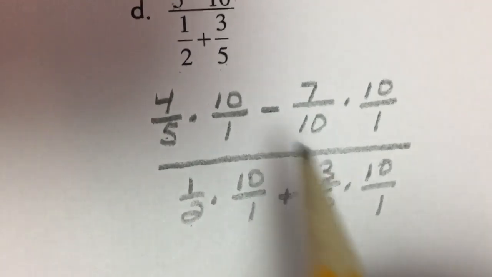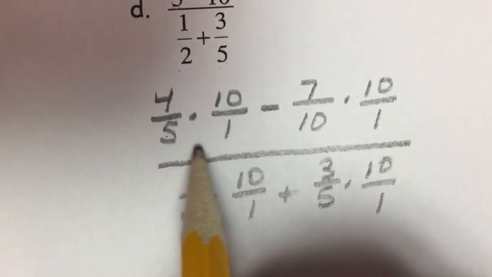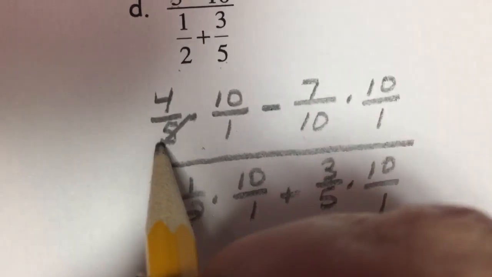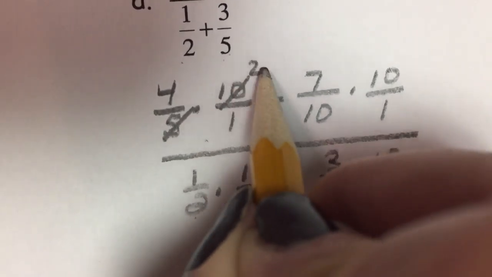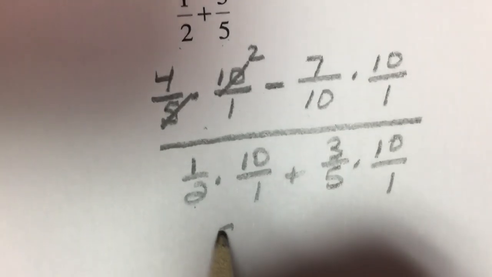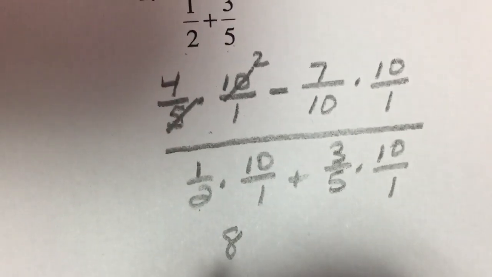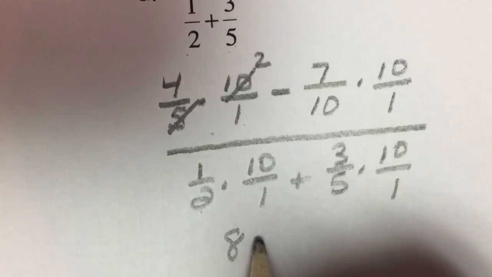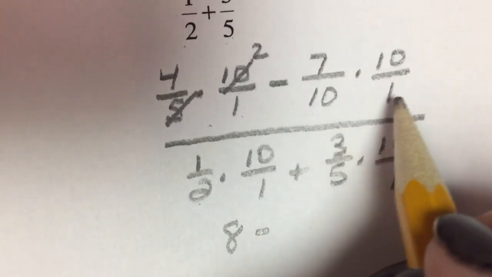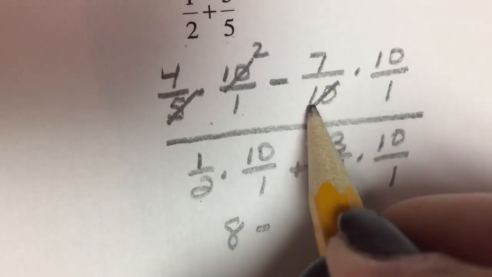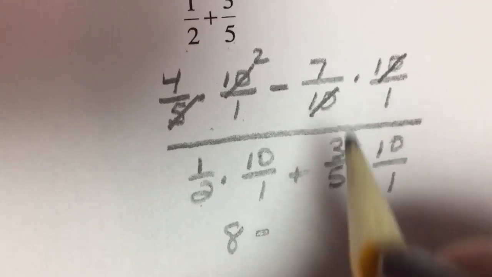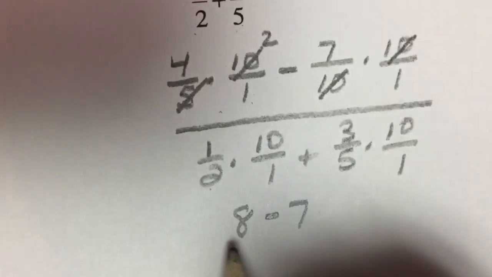Now look what happens. When I do these 2 fractions and multiply, the 5 cancels into the 10 twice, and I simply get an 8. There's really a 1 on the bottom. Minus, when I go to do this problem over here, the 10s cancel, and all I'm left with is 7.